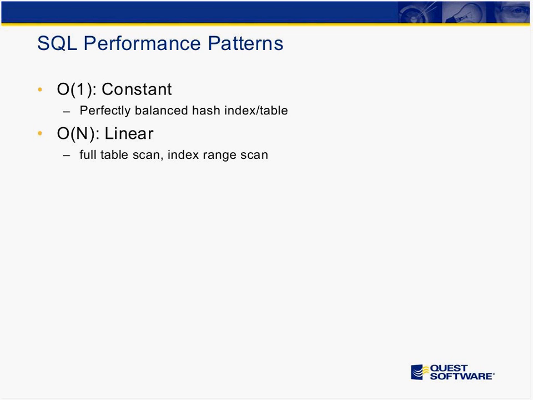Linear is what we get when we have full table scans or index range scans. So as the data increases, we need to scan proportionally more data, and therefore performance goes proportionally down.